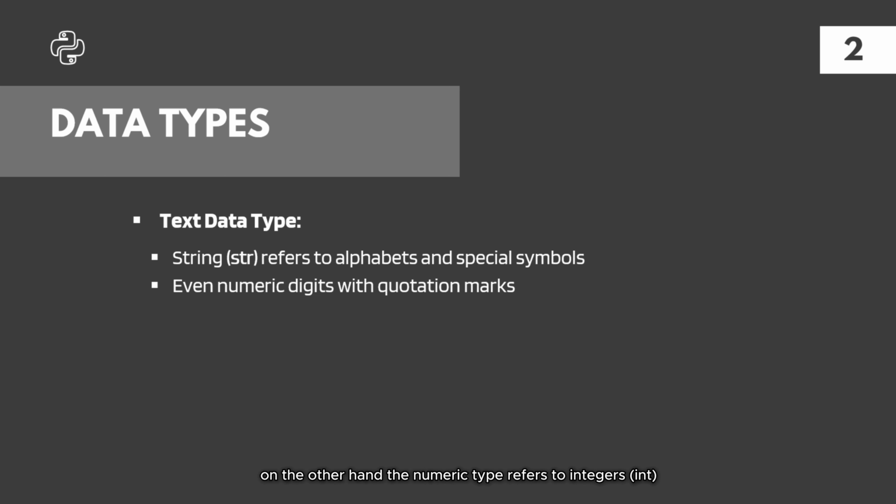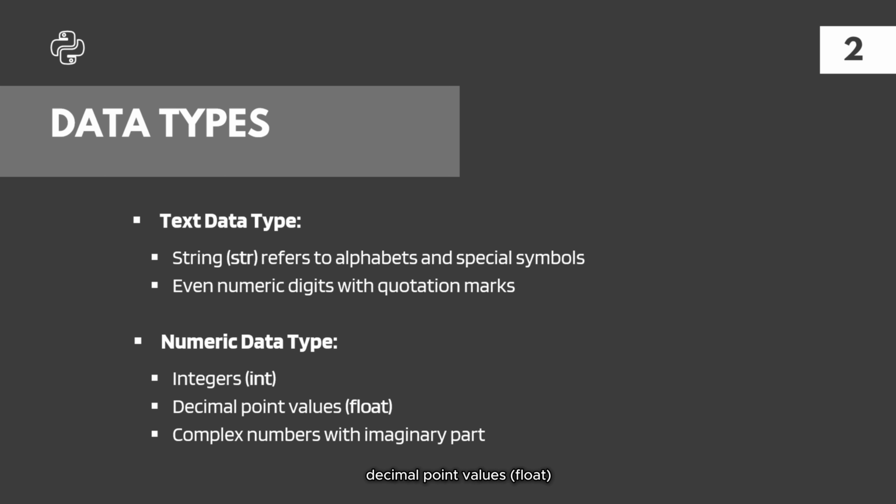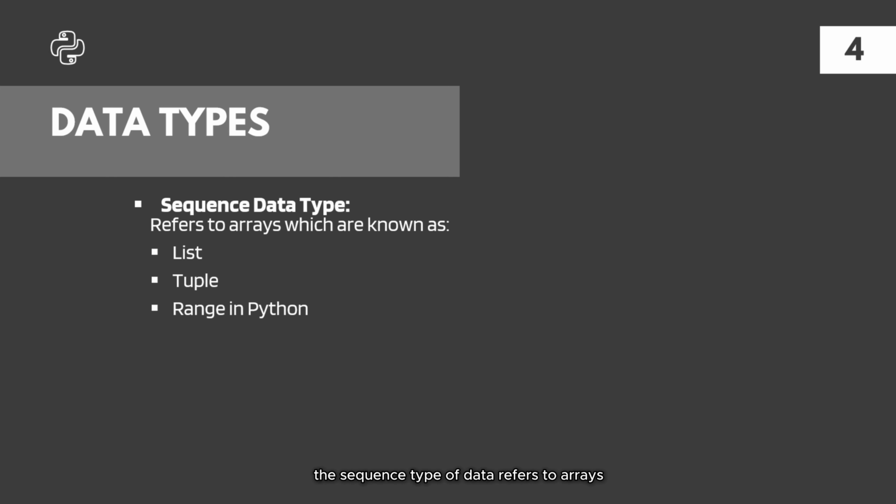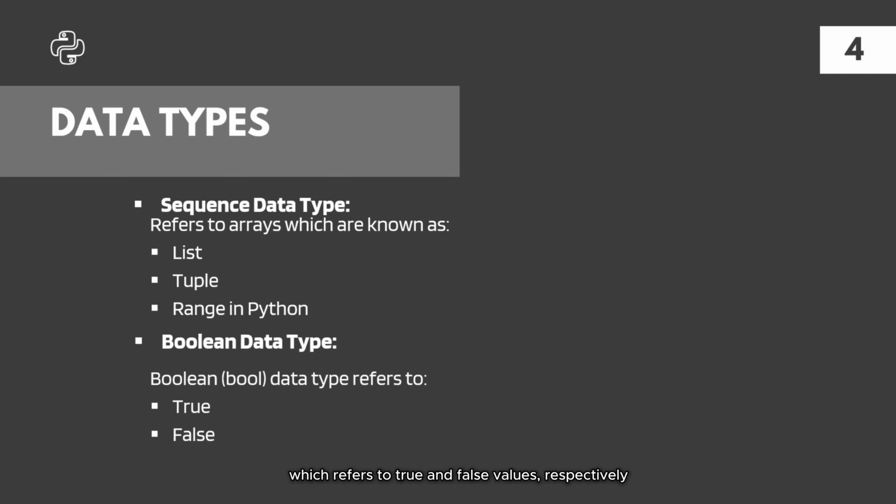On the other hand, the numeric type refers to integers (int), decimal point values (float), and complex numbers, which contain imaginary parts. The sequence type of data refers to arrays, which are known as list, tuple, and range in Python. In addition, Python has the Boolean data type, which refers to true and false values respectively.